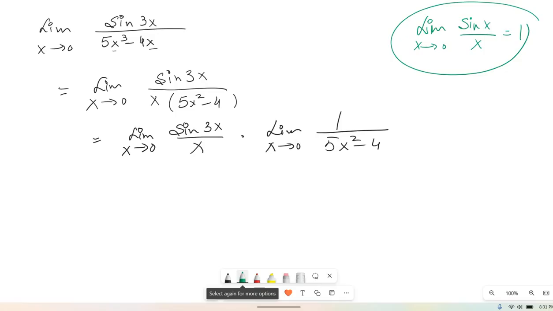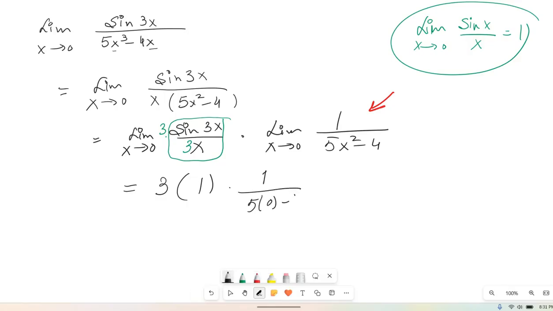Now, to apply the rule, 3x should be in the denominator too, so I need to make this 3. But if I write 3 there, I need to multiply by 3 too. So this portion, as x approaches 0, will approach 1. So your answer should be 3 times 1 times, for evaluating this limit, you can simply put x equal to 0 in here. So that will be 5 times 0 minus 4. Basically 3 divided by negative 4. The answer is negative 3 by 4.